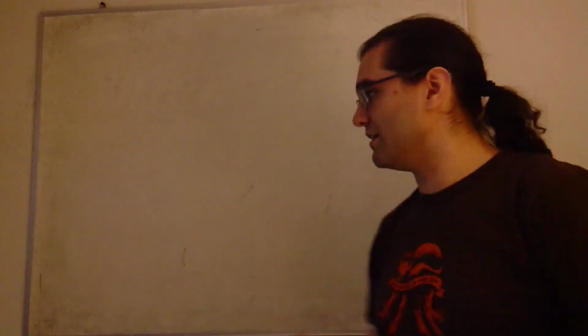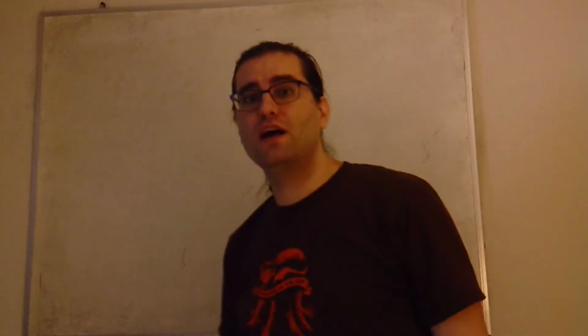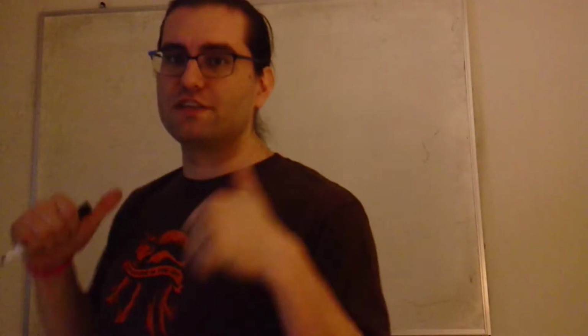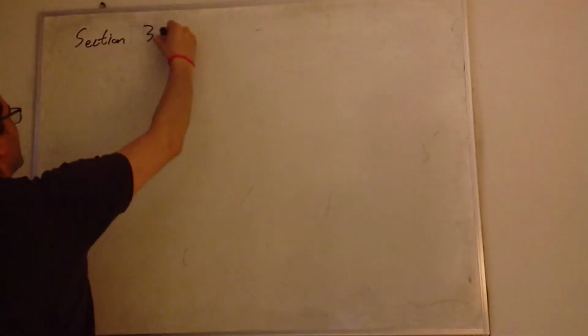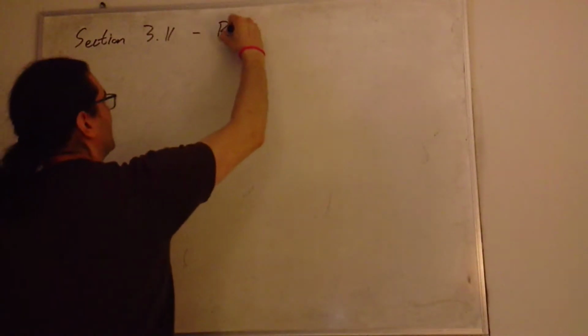This is another episode of Dave Does Math from Home, and this is one of my favorite pieces of calculus. This is where calculus gets really interesting. We're doing section 3.11, which is related rates.